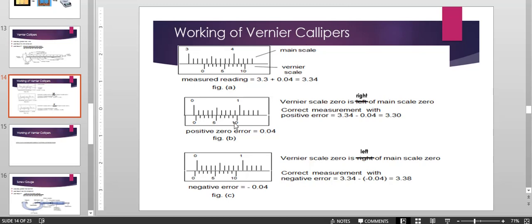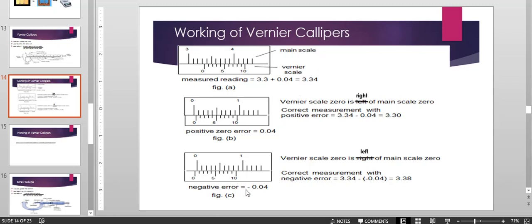If, contrary to it, on closing the jaws of the vernier caliper you found out that the zero of the vernier scale is on the left side or outside the zero of the main scale, this is also considered an error, and this type of error is known as a negative error. You will place a negative sign with this value and will add this value into the main reading, as it is decreasing the actual diameter of the object.